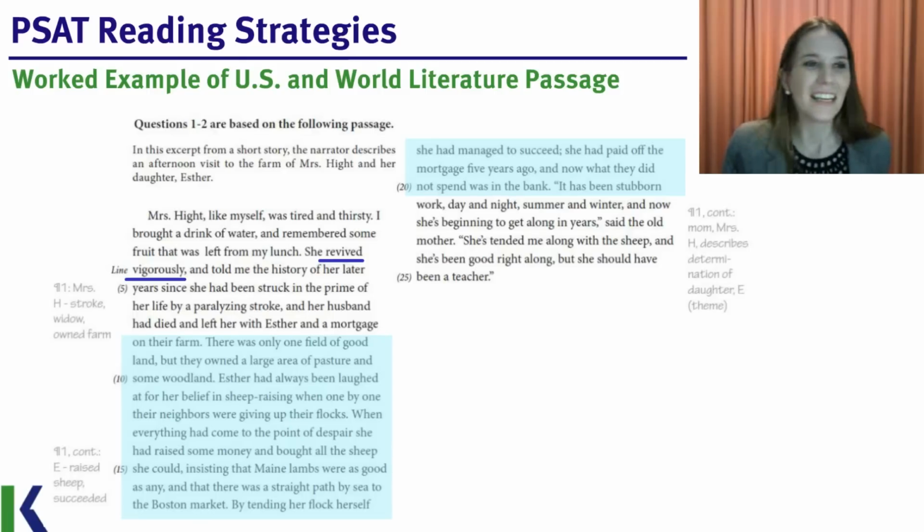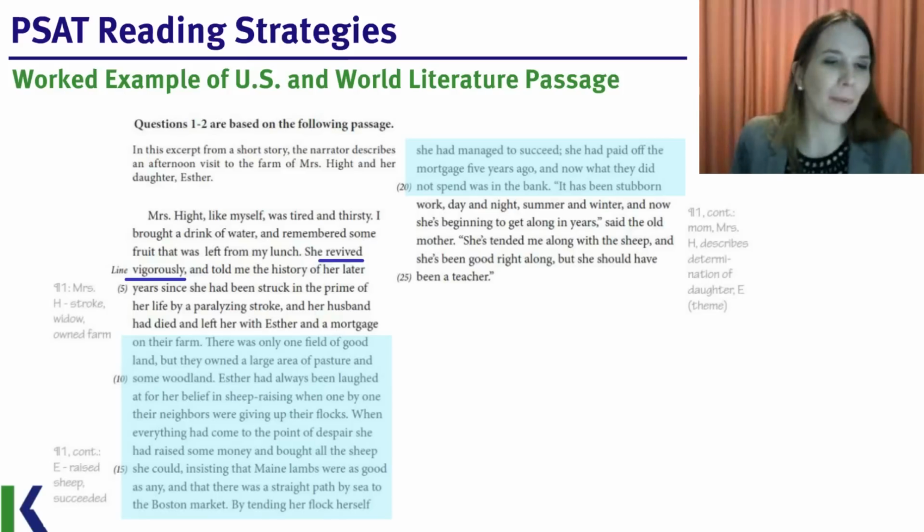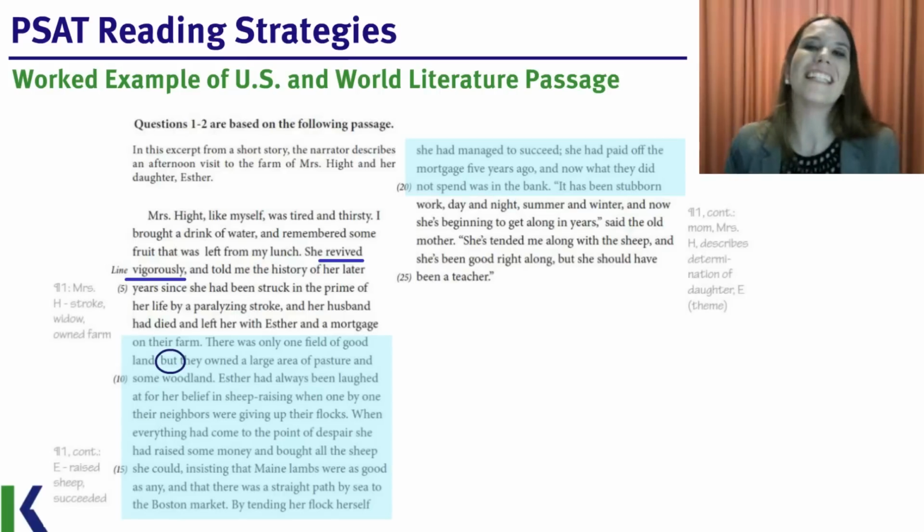Okay. So a couple of you are still reading, and that's fine. Keep reading. You can let me know. But we learned a couple things here. First off, right off the bat, we have this keyword but. But is a major contrast word, and so we definitely want to highlight this. This tells us that she has one good field, but in contrast to this one good field, they actually have a lot of other land, like woods and pasture and things like that.